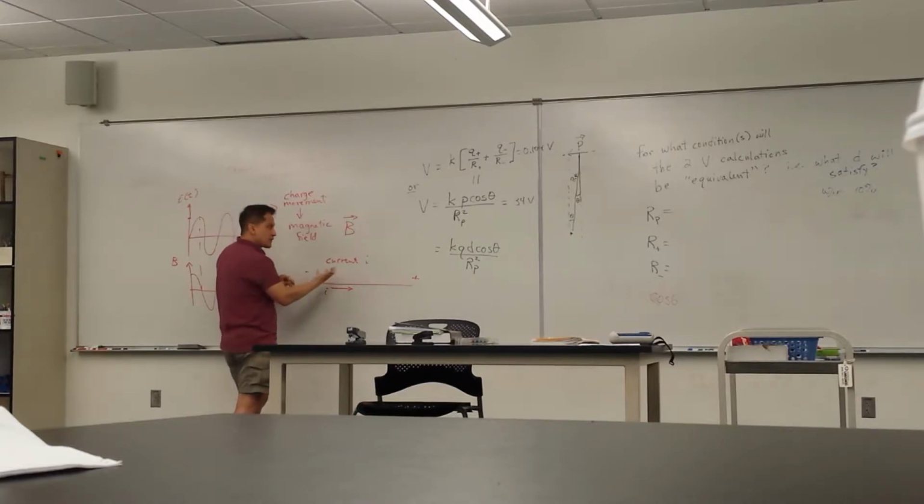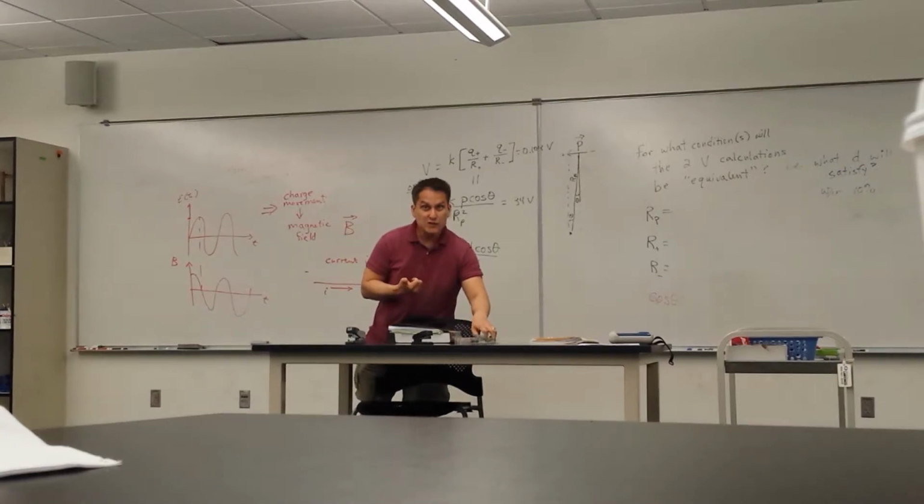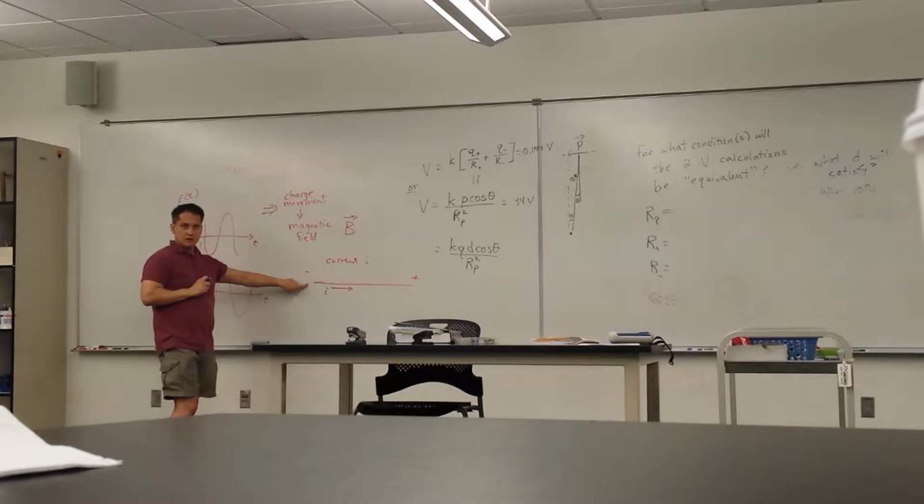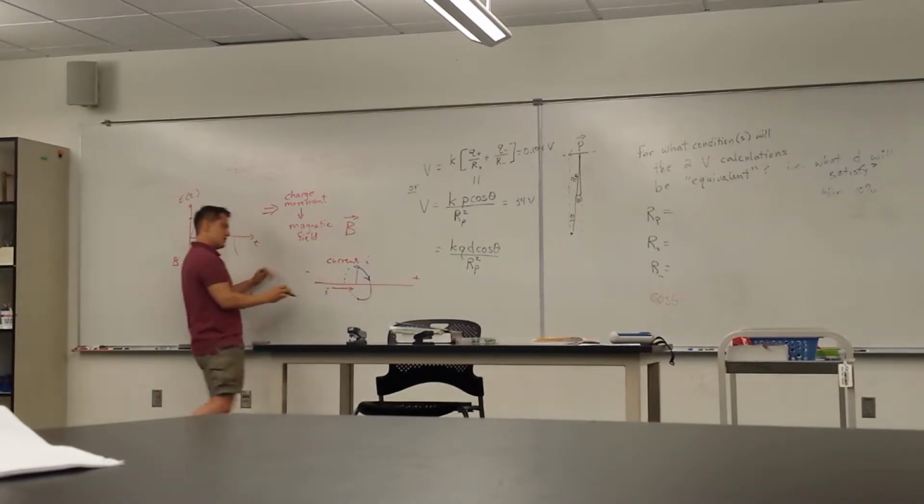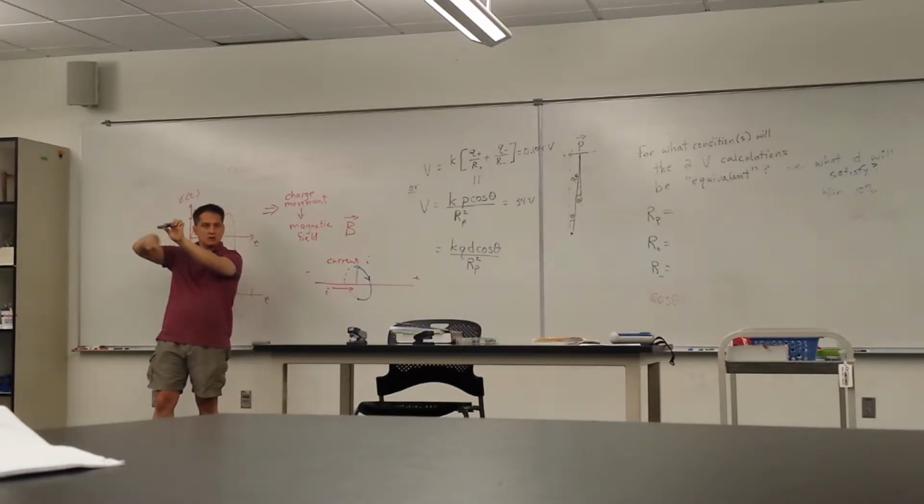The actual magnetic field is oriented at a 90-degree angle with respect to the direction of the current. And the manifestation of the magnetic field, this is coming out of the board and this is going into the board. It spirals around the movement of the charge.